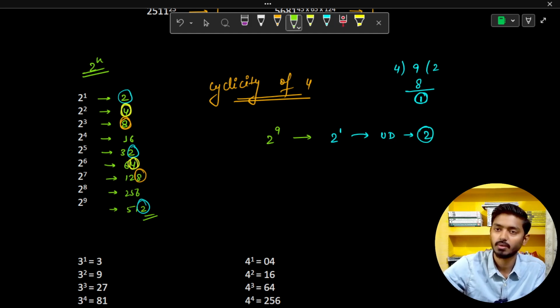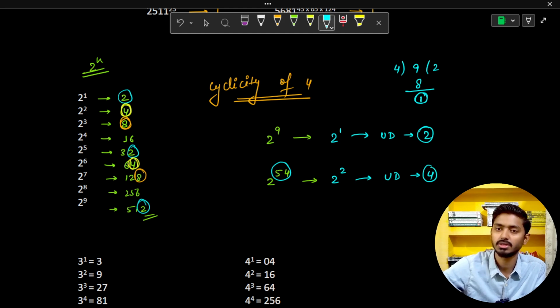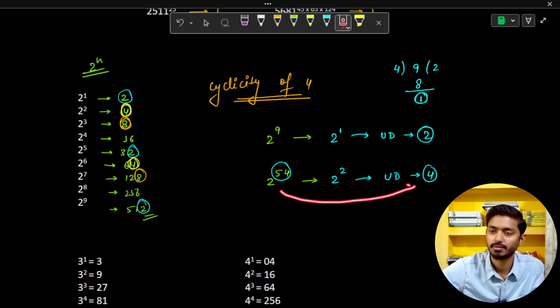Let's solve one more question. Let's say 2 to the power 53 or maybe 54. What we do is we divide the power by 4. Why? Because there is a cyclicity of 4. We divide 54 by 4. We get a remainder 2. We write 2 to the power 2 and we do not care about the actual value for 2 to the power 2. Just say that the unit digit for 2 to the power 2 is 4. So the unit digit for 2 to the power 54 would be 4 itself.